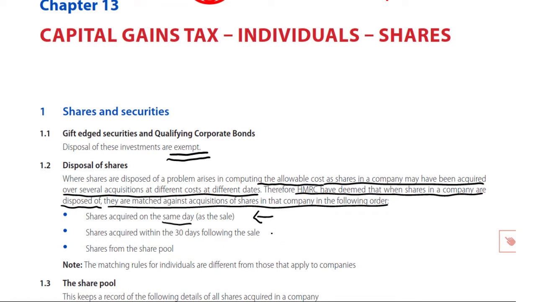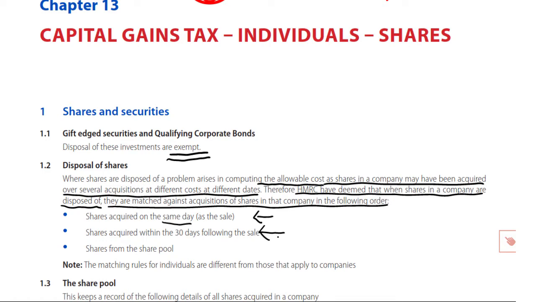We occasionally do get the second one, mainly because it's an odd one. Shares acquired within the 30 days following the sale. So that is an odd one. We're actually deemed now to be selling shares that we haven't yet acquired, but we go on to acquire in that company within the 30 days following the sale.